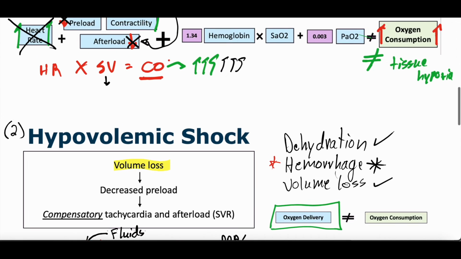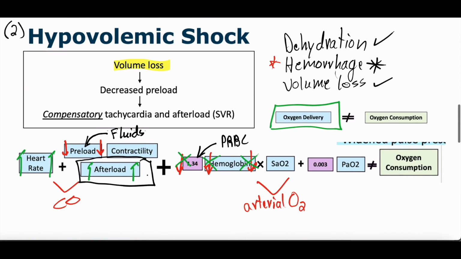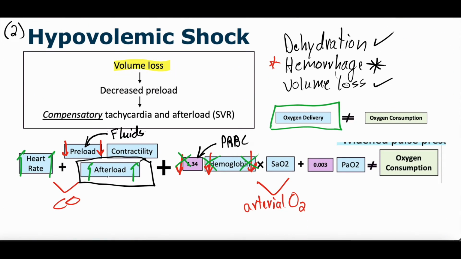If we go up to distributive shock, we said, let's give vasopressors here, right? Because in distributive shock, you get vasodilation, you get a low afterload. So giving vasopressors will increase that afterload. Whereas in hypovolemic shock, your body is already increasing the afterload, right? You don't have vasodilation here. This is simply you don't have enough fluid, whether it's because you're bleeding or because you're dehydrated. You don't have enough preload. So you need to address that with fluids if it's dehydration or packed red blood cells.